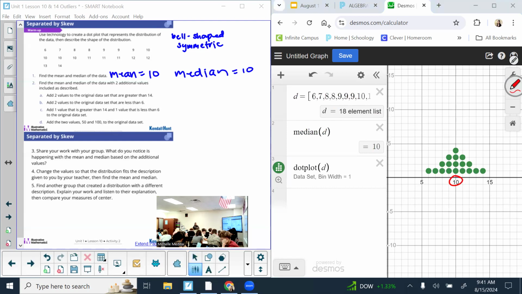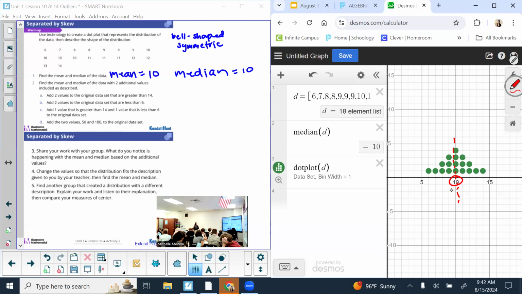Look at where the 10 is. How would you describe where the 10 is in relation to the shape? Don't overthink it. How would you describe where the 10 is in relation to the shape? Yes, in the middle. If I were to draw a line of symmetry down the middle of the 10 is where it's symmetric on both sides. What you will come to realize is that if it is perfectly bell shaped like this, or it's perfectly symmetric, the mean and median will always be that middle number without doing any of the math. But you could always do the math or use the technology. Okay. So that was the first part.